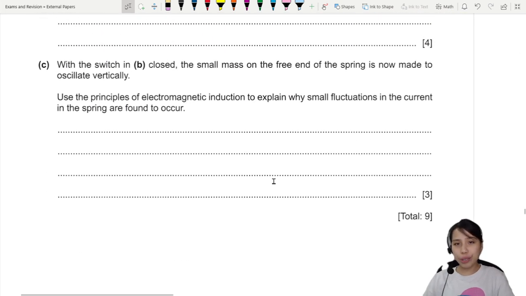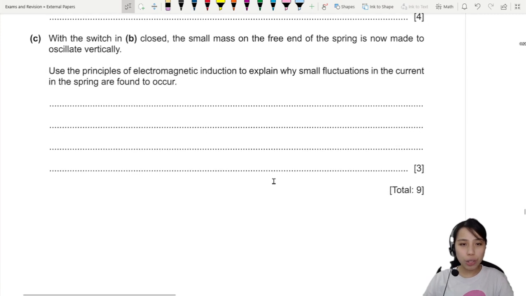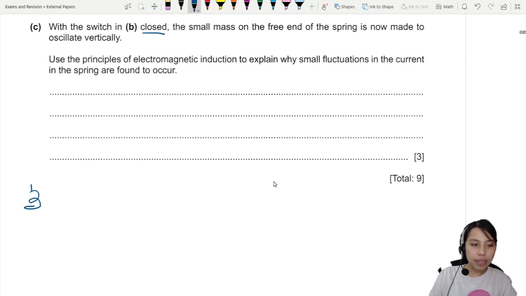So now we know the springs contract, got lots of forces happening there. With the switch closed, the small mass on the free end is now made to oscillate vertically. So you close the switch. Okay, wait. Let's do this. It's uncontracted. You close the switch, it contracts.